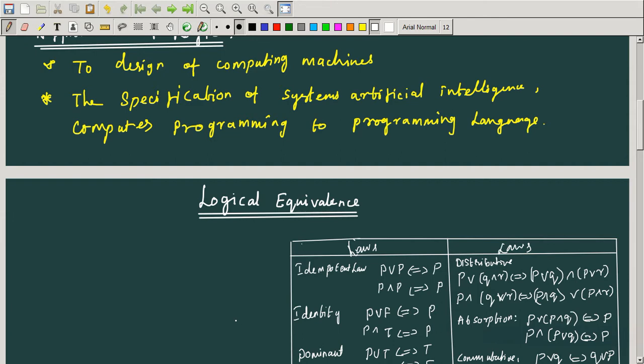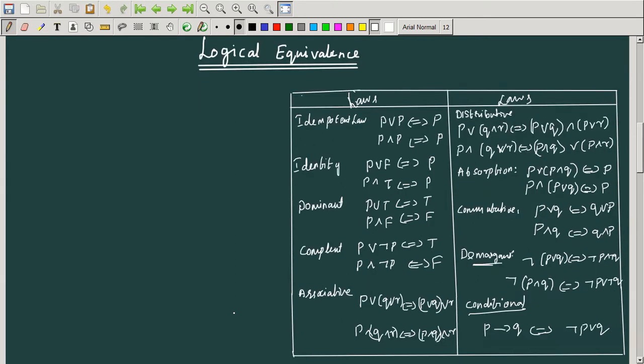That's why I have given the laws on the left side. You just see the laws. Based on those laws only, I'm going to solve the problem. Generally, from your exam point of view, they will give you the question without using a truth table.